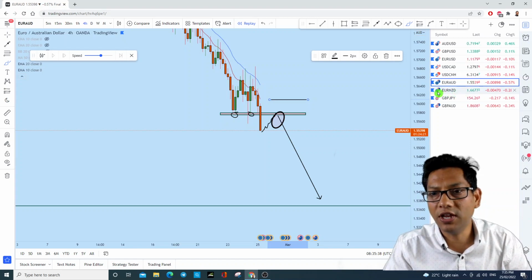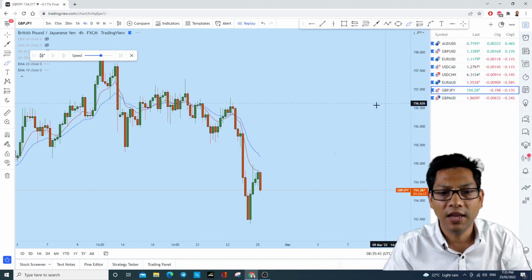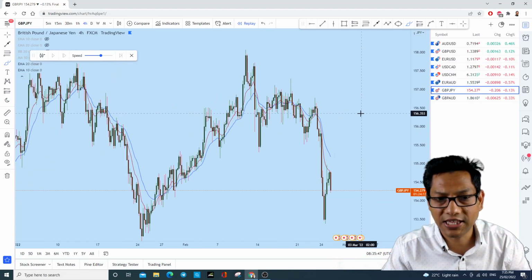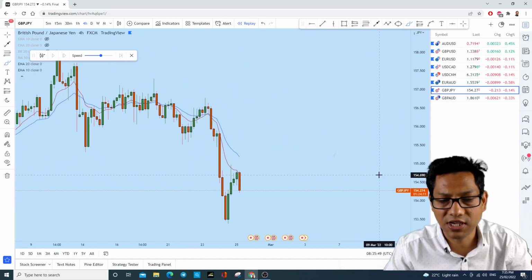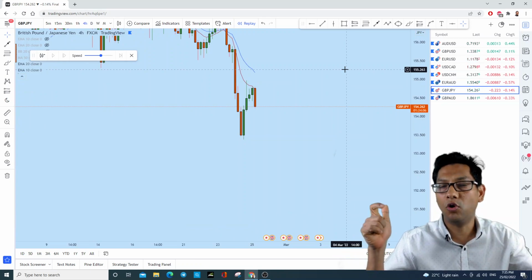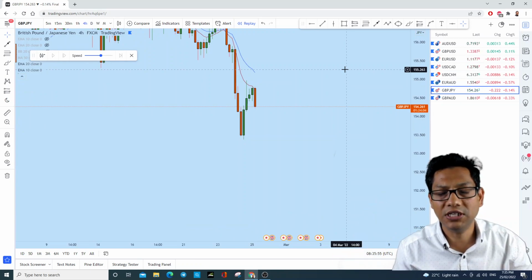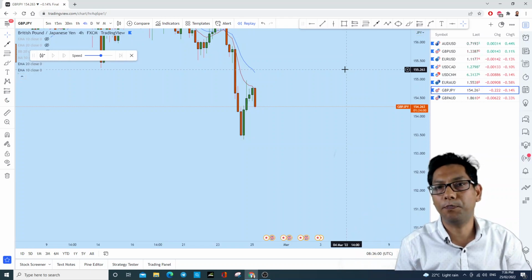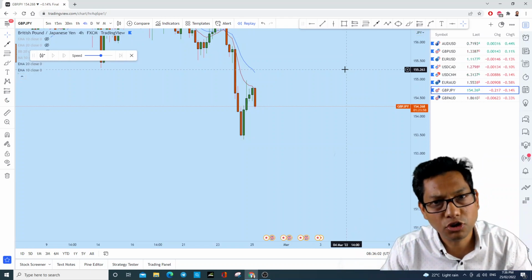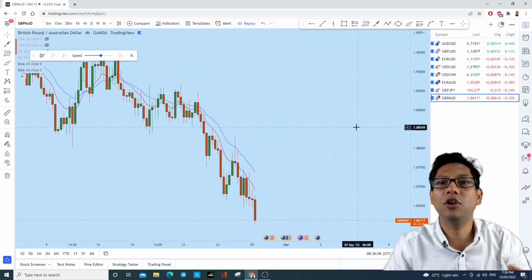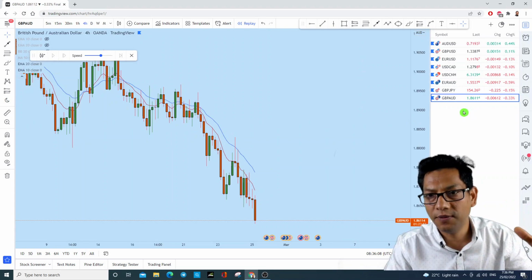Now Euro AUD, let's remove Euro NZD, same pair. GBP JPY, GBP USD, same kind of situation. As you can see, it is breaking to the downside. Same kind of analysis, same kind of setup. If I go short with GBP USD, I will not do anything with GBP JPY. Whichever pair gives a good trading opportunity, we will go for it. GBP AUD, same kind of setup as Euro AUD.